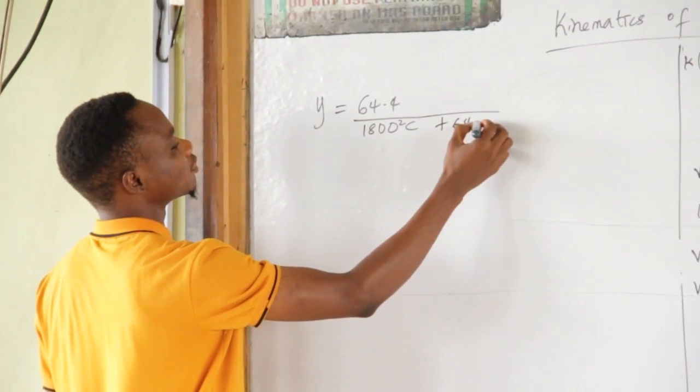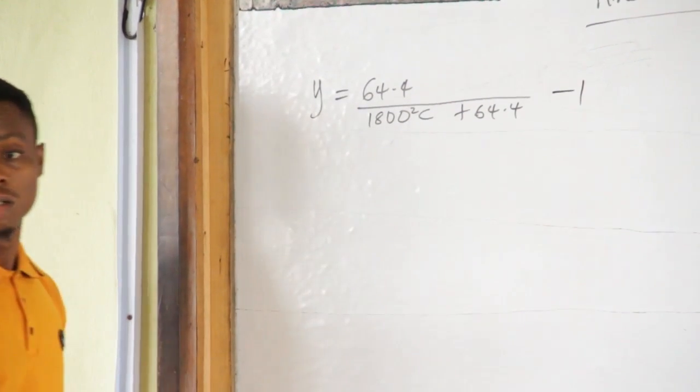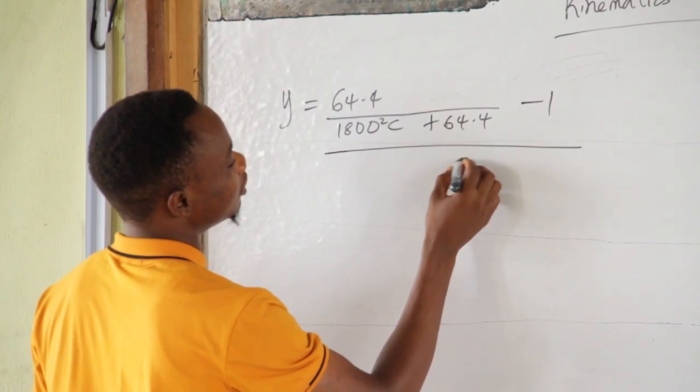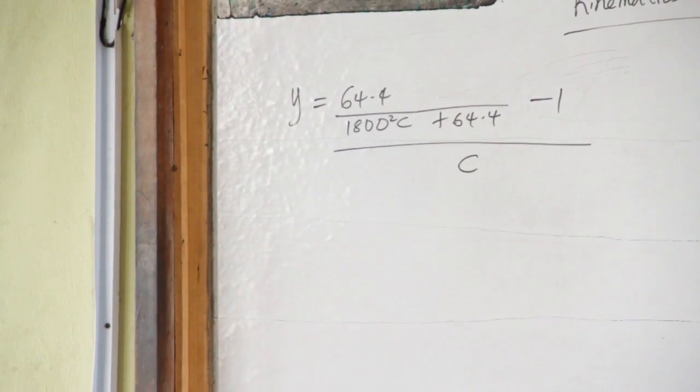64.4. Everything minus 1. So now for the calculator, divided by 7 divided by 6. This small, right? Everything now. Yes, divided by 6. What did you get? Did you make y the subject?